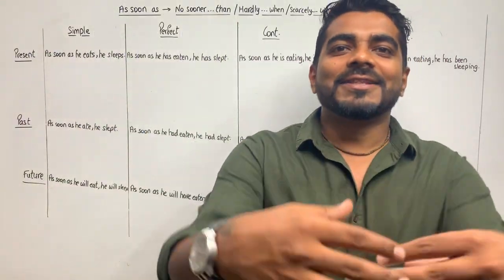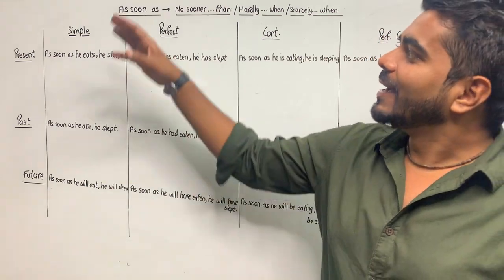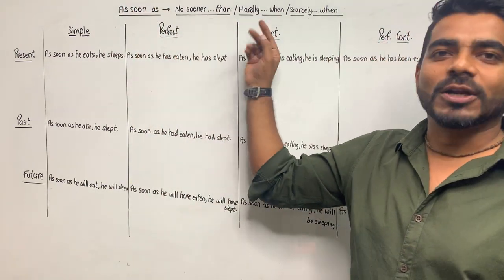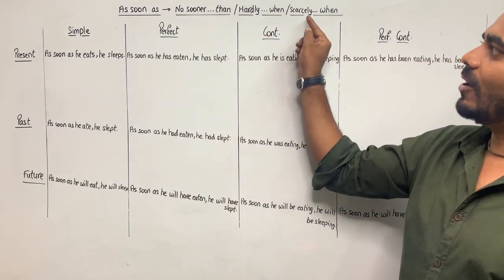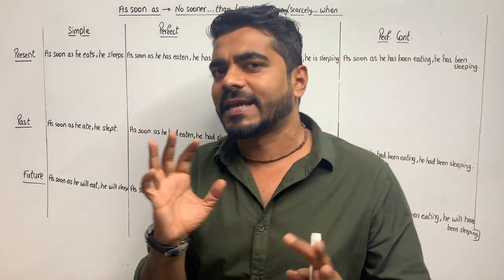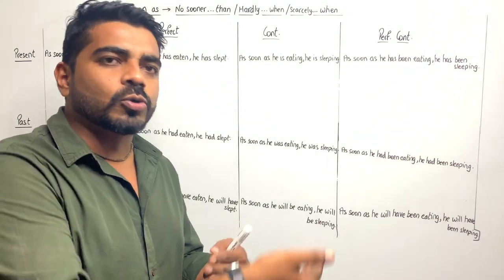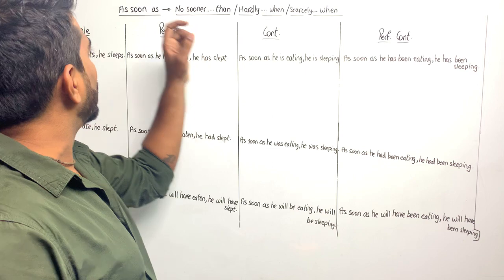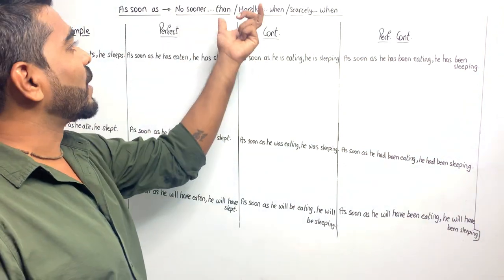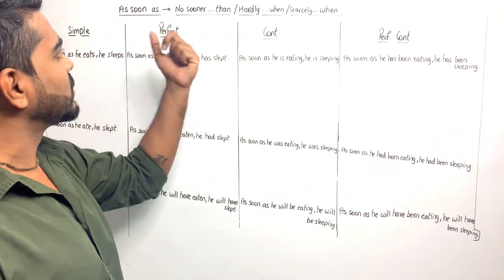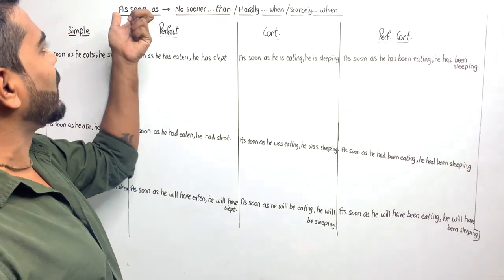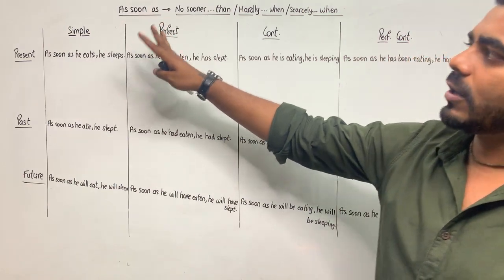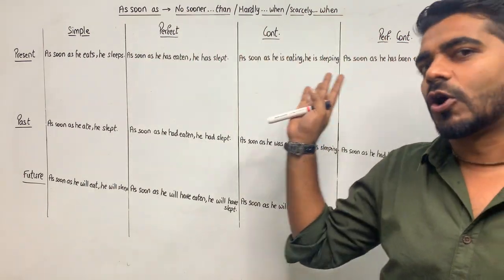Hello everyone. The topic that we are doing today is called replace as soon as with any of these three: no sooner than, hardly when and scarcely when. Any of these can be asked, or you can even be told to do the vice versa. Meaning you can be given scarcely when and told to use as soon as, or you can be given hardly when and told to use as soon as, or you can be given no sooner than and told to use as soon as. So using as soon as or using any of these is what the topic is.